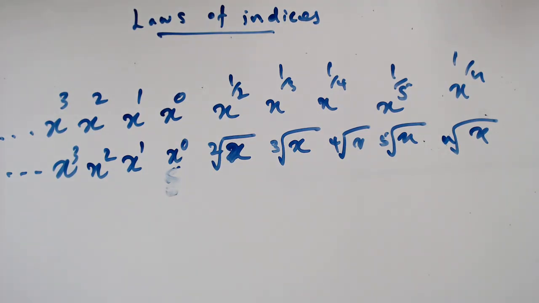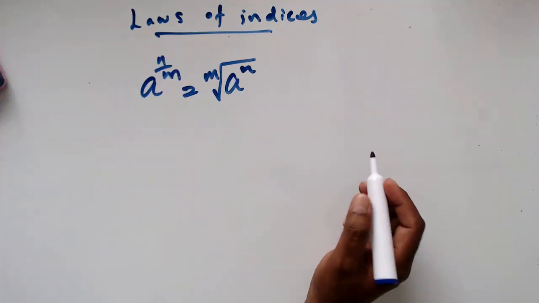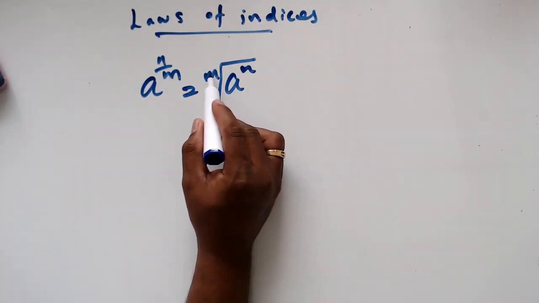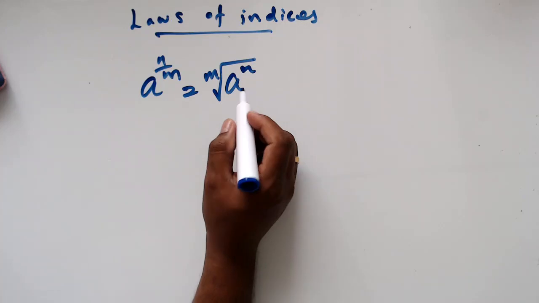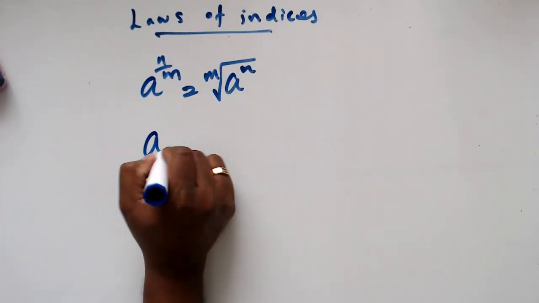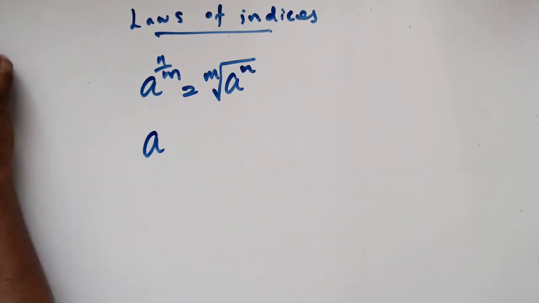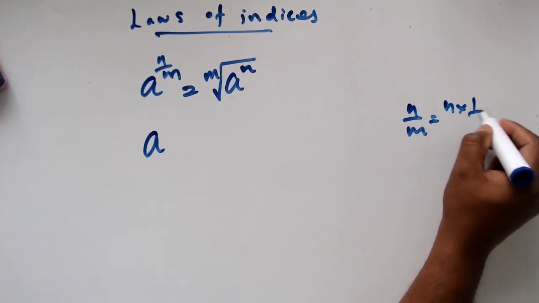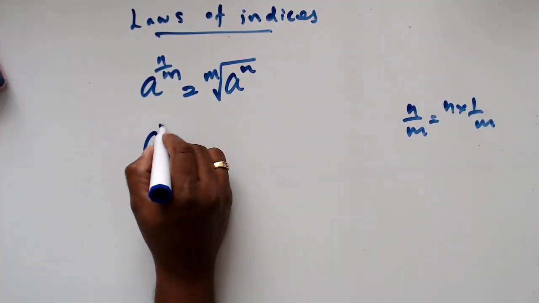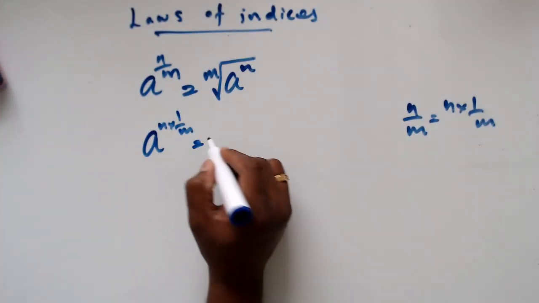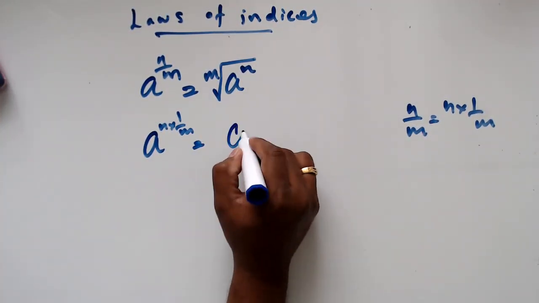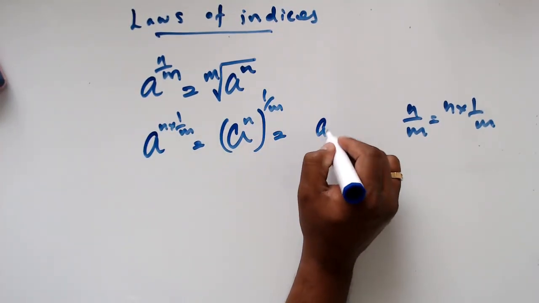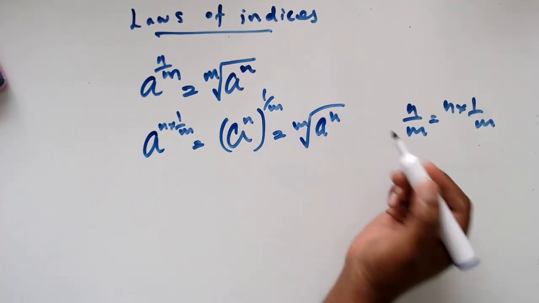The other one is a^(n/m), which you can write as the mth root of a^n. If I expand a little bit, I can write n over m as n times 1 over m. So likewise, a^(n times 1/m). This 1 over m becomes the root.